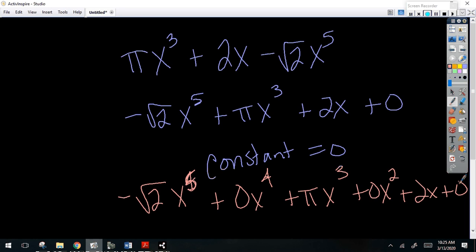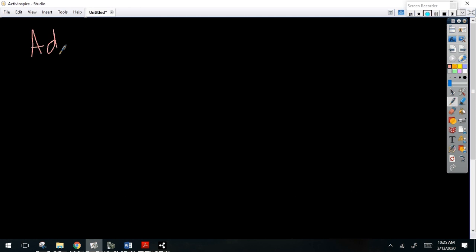So E is the prime. No, negative square root of 2 is the leading coefficient, because it's the coefficient hooked to the degree term. Can we just simplify the zero then? Yeah, but I'm just saying, whenever we divide, you have to have a place for every term, starting with the degree down to the constant. All right, let's add and subtract.